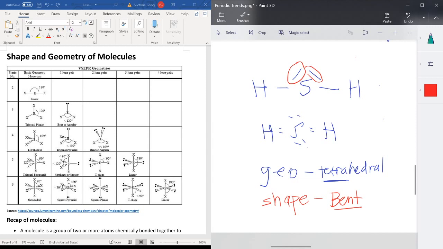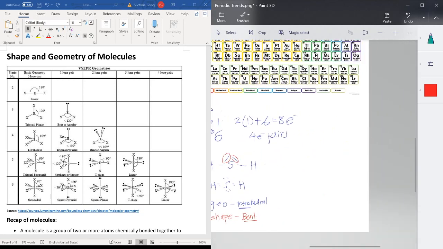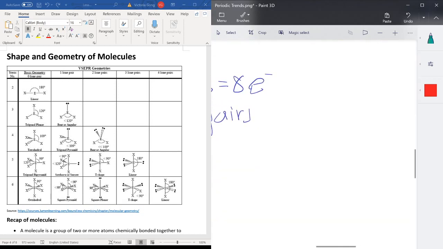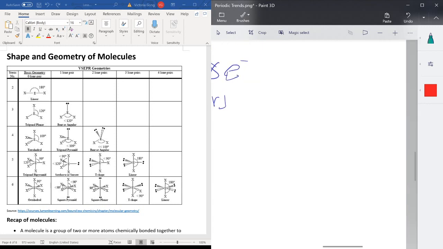Also, if you can see a little bit on this chart, I'm not sure how blurry it'll be, but there are also angle measures on there. So I'm just going to talk about that really quickly. I'm going to talk about it up to tetrahedral because I think that is most likely what you'll be studying.